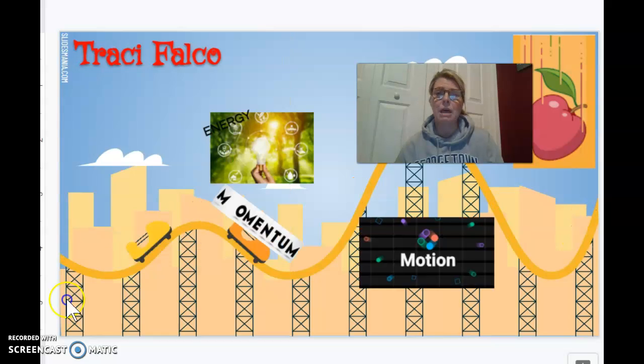Let's take a look at mine as an example. We talked a lot about energy. And when I think of energy, I think of a light bulb and the electricity that it gives off. We also talked about momentum and how going down a hill helps us build momentum to go back up. So that's why I placed momentum going down the hill. We're building momentum so that we can head up the side.